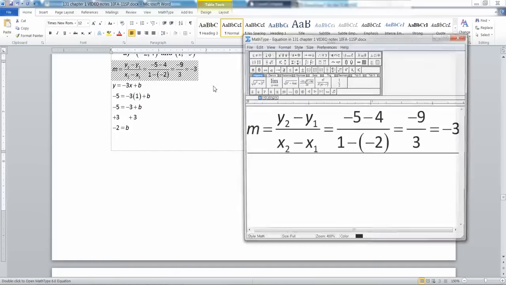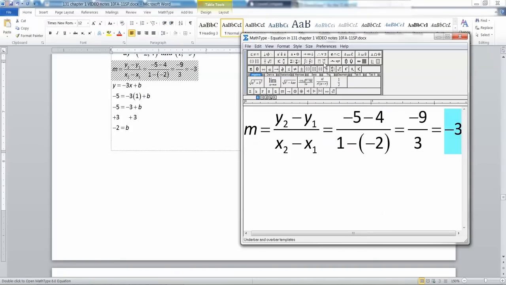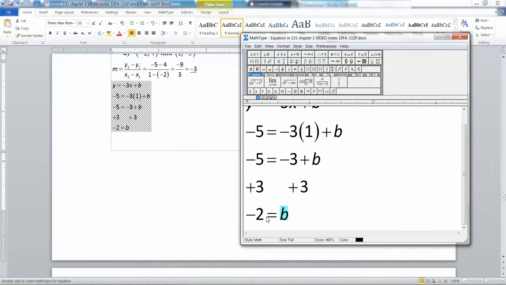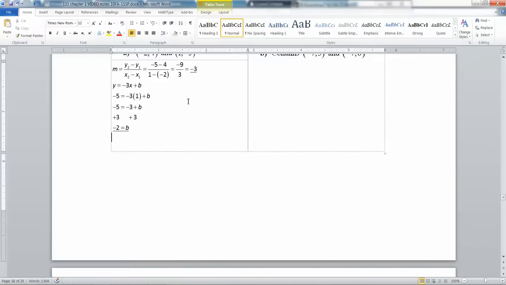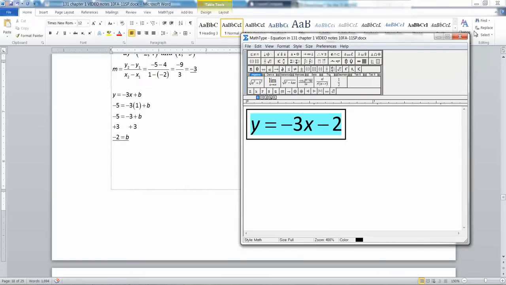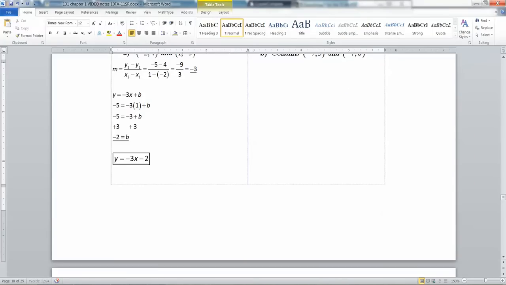So you found m. Let me see if everybody's clear. You found m first. You used the 2 points to find m. Then you use one of the points. It doesn't matter which one you use, but you use one of them to find your b. Those are the 2 parts you need. And now all you do is say, oh, okay, that means that y equals -3x minus 2. Circle it, like all good algebra students would, and you're done.